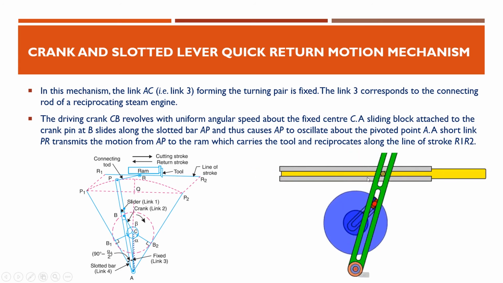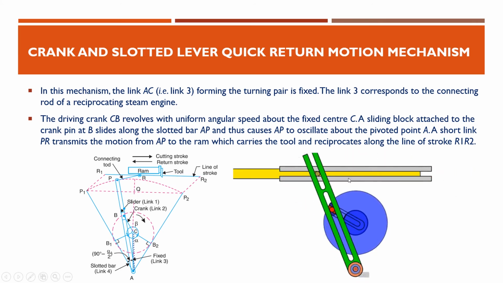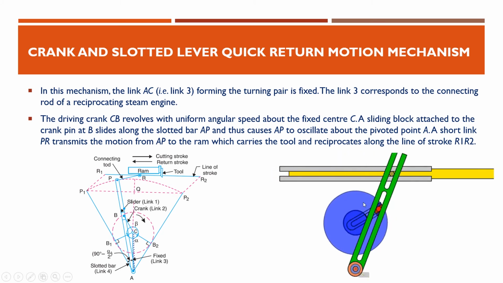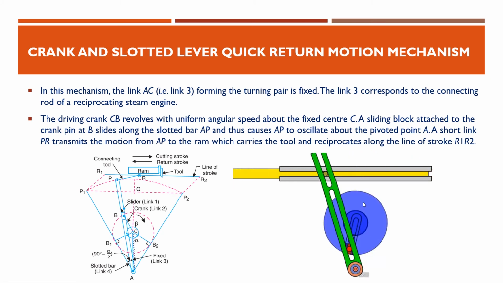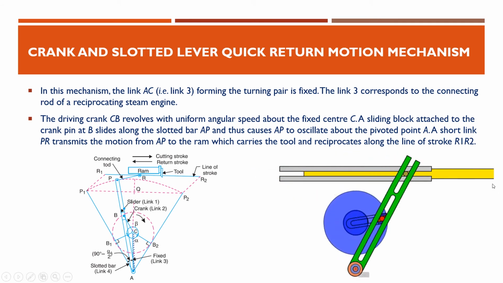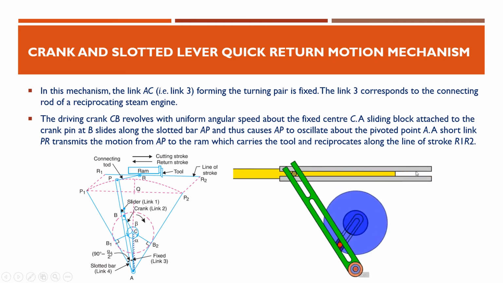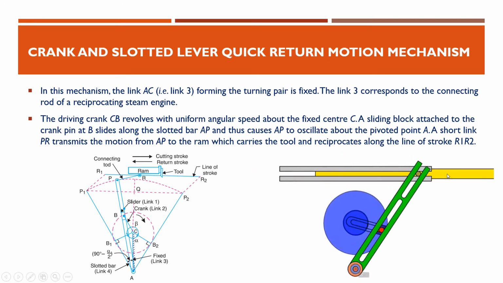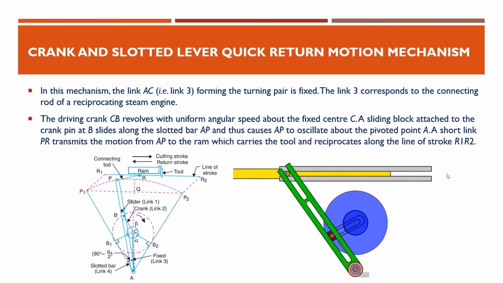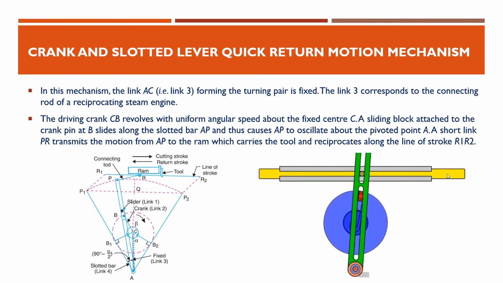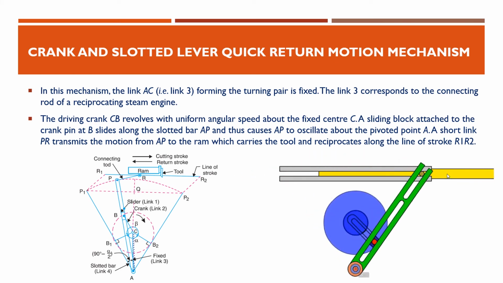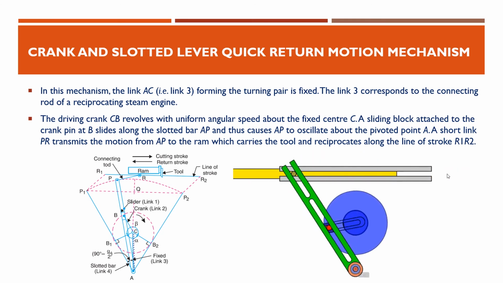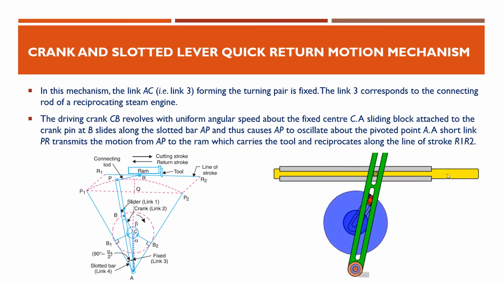Now a short link connects this to the ram. This is the ram, and this oscillatory motion of the slotted bar is transferred to the ram, and so the tool is attached at the end of the ram. Maybe the tool is attached here. So when the slotted bar oscillates, the ram also reciprocates and the tool performs the forward and return stroke. That is the cutting stroke as well as the return stroke. So this is the basic mechanism.